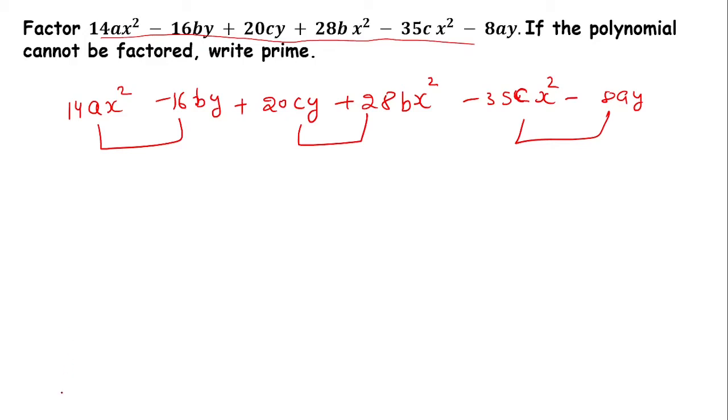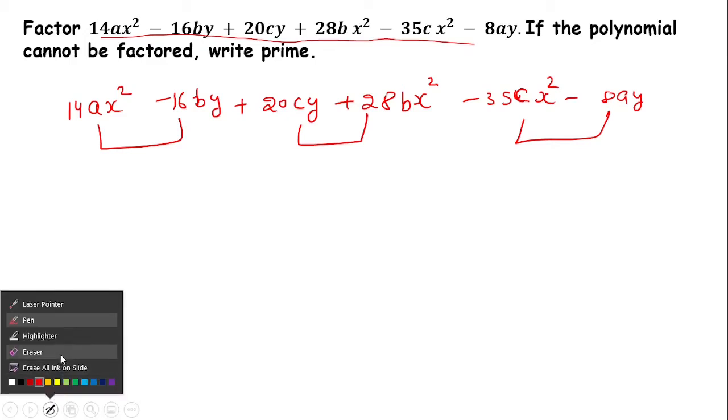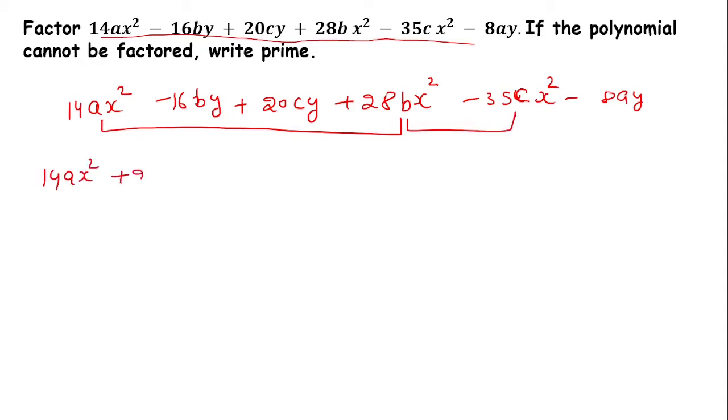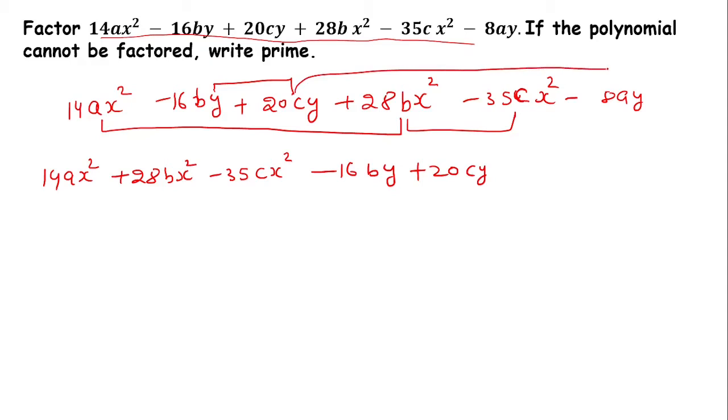What I'm going to do is choose three terms in one group. Now which three terms? That depends upon you, your practice. I'm going to take all the terms with x square together: 14ax square plus 28b times x square minus 35cx square. And what are the left terms? Minus 16by plus 20cy, and the last one is negative 8ay.